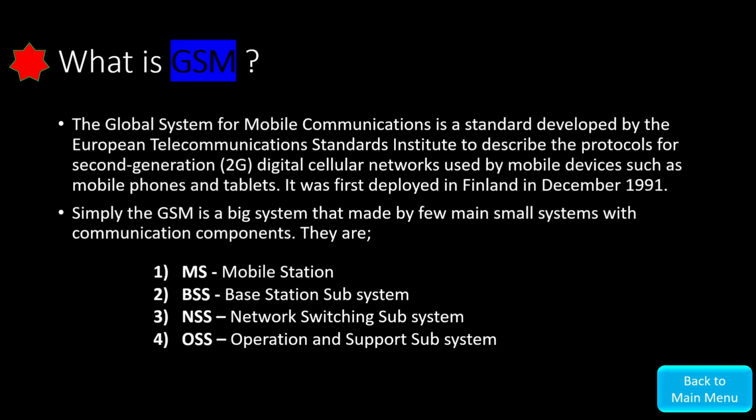It was first deployed in Finland in December 1991. Simply, GSM is a big system made up of a few main smaller systems with communication components. They are MS, mobile station; BSS, base station subsystem; NSS, network switching subsystem; and OSS, operation and support subsystem. Okay, let's go back to the main menu.